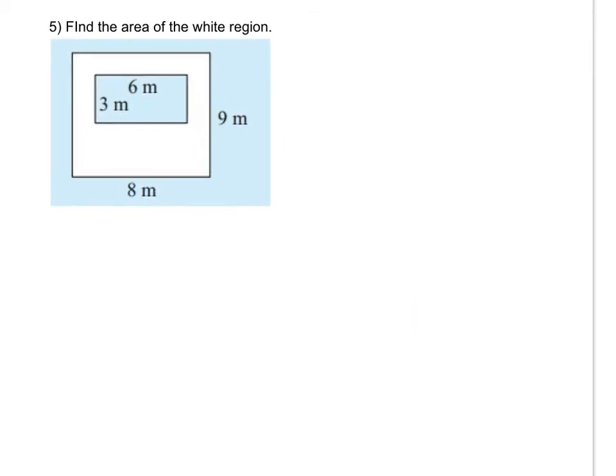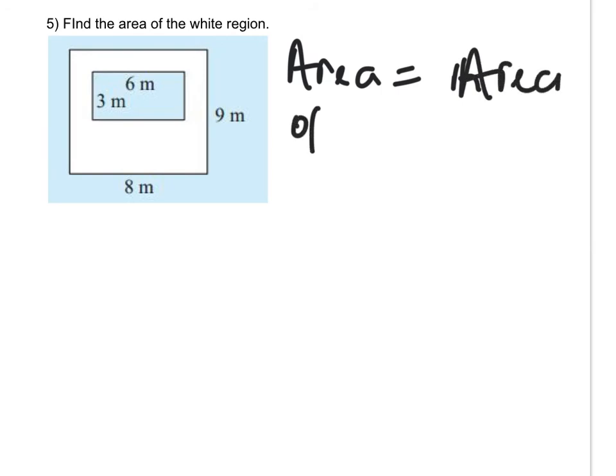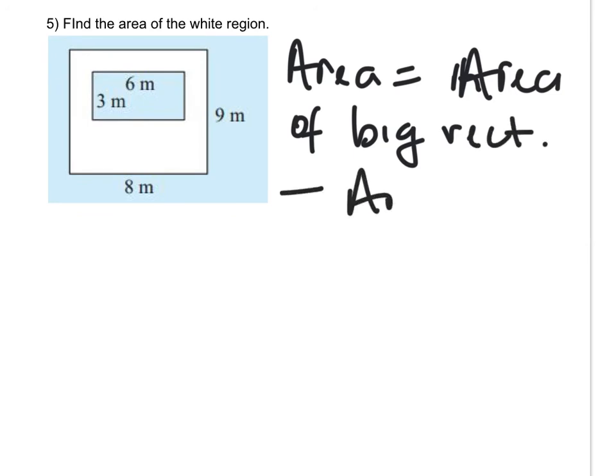Okay, here we go again. This is a composite figure. We're going to have a look at the area of this. So it's pretty straightforward, this one, I think, right? So what you have is a big white rectangle which has had a smaller rectangle removed from it. So what you do is you find the area equals, sorry about that, area of big rectangle minus area of small.